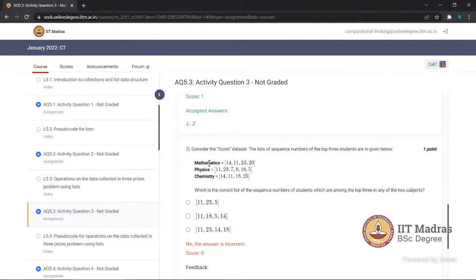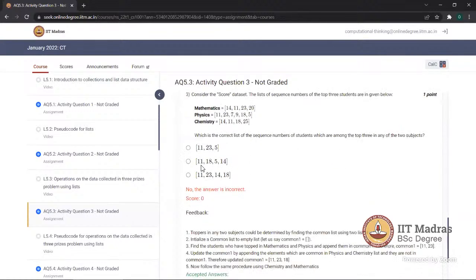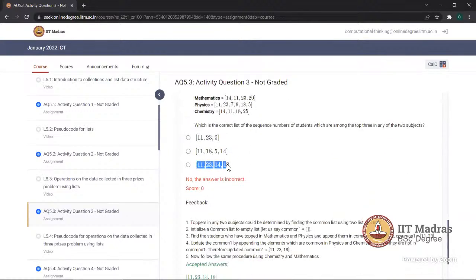For example, if we pass mathematics and physics, you will get 11 and 23. These 2 are the common elements among the first 2 lists, correct? Similarly for physics and chemistry, 11 and 18 are the 2. And between mathematics and chemistry, only 11 is common. So you have these 3 different lists now, and you are supposed to do the union of these 3. That's 11, 23, 14, and 18.